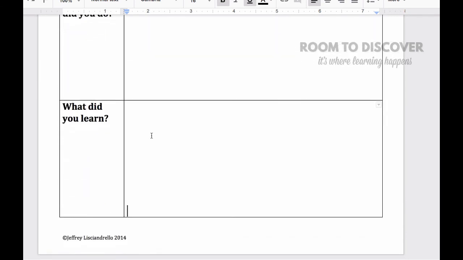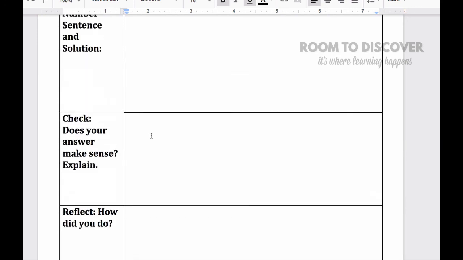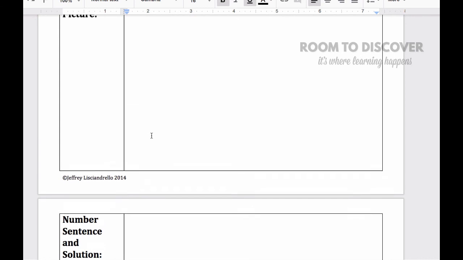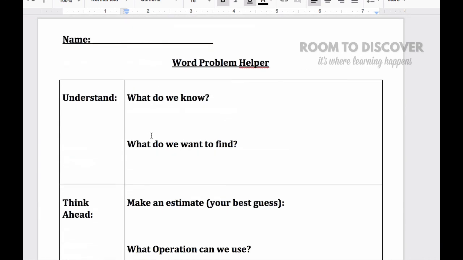So again, try out a few. If you want to do all of them, great. If you want to use this and skip a few steps, that's fine too. It's just a way to lay out the process of solving a word problem. Pick the parts that are most helpful for you.